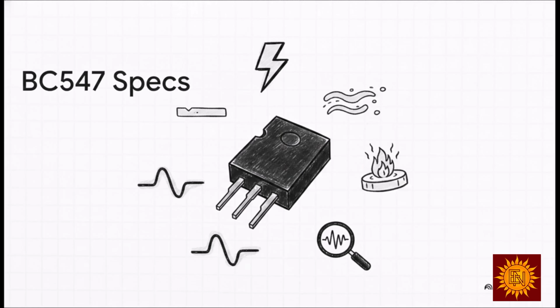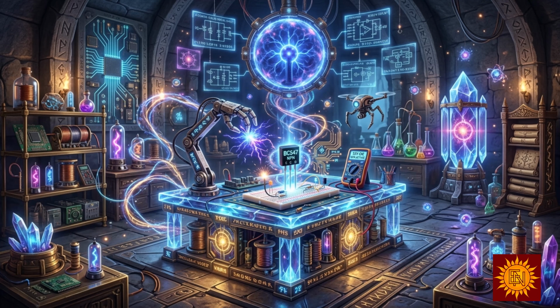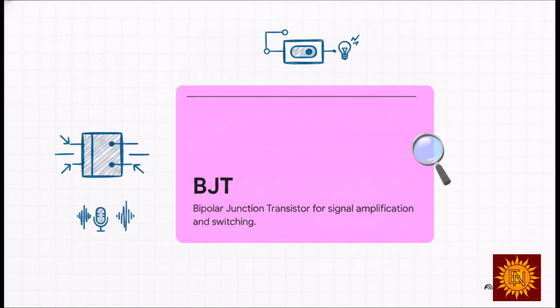Now, what's really interesting about these specs is that they prove this component is incredibly versatile. It's perfectly engineered for a huge variety of daily electronic tasks. So, at its core, the BC547 is a BJT, or bipolar junction transistor. Now, while BJTs are totally famous for signal amplification, today we're zeroing in entirely on its capabilities in switching circuits.